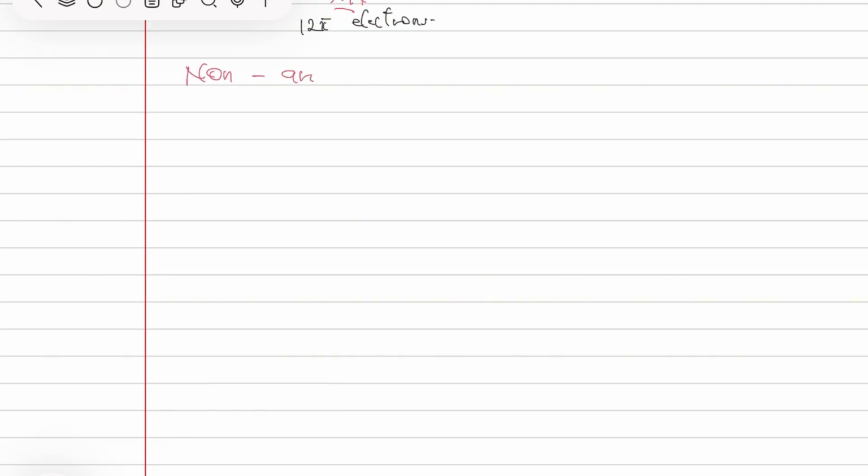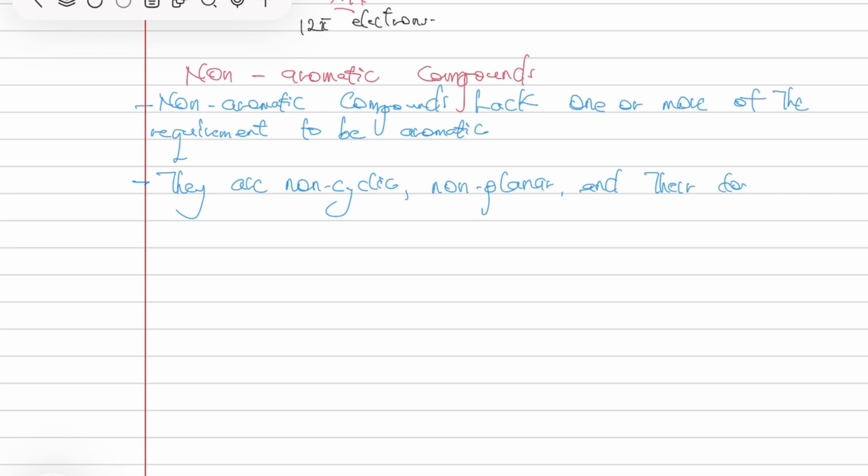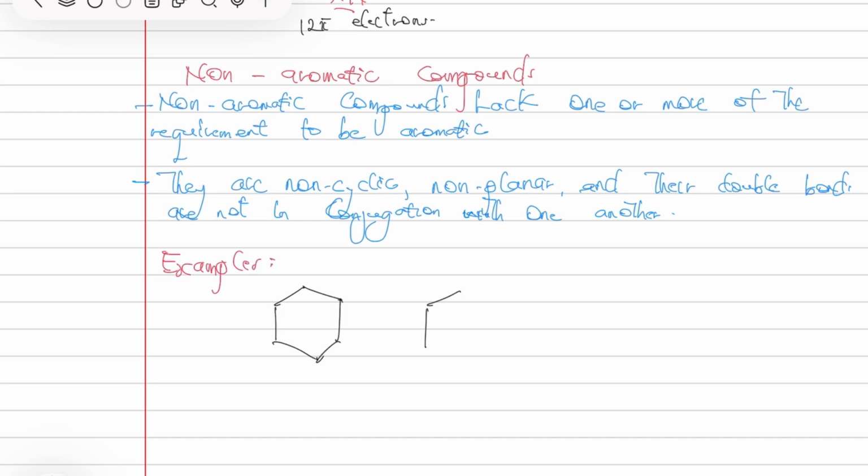Let's now consider non-aromatic compounds. Non-aromatic compounds lack one or more of the requirements to be aromatic. Generally, non-aromatic compounds can either be non-cyclic, non-planar, and usually their double bonds are not in conjugation with one another. Examples include compound 15, compound 16, and compound 17. These compounds are considered non-aromatic because they lack one of the requirements to be aromatic.